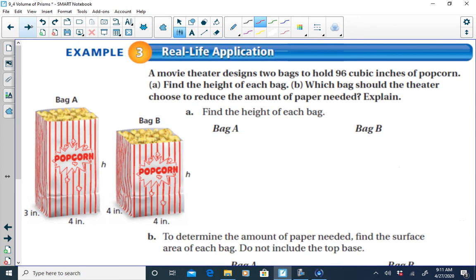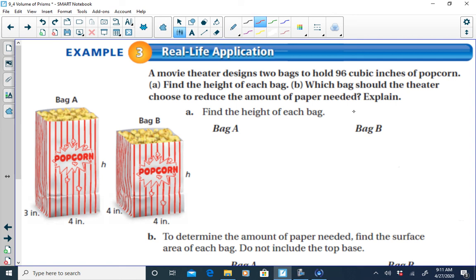All right. A couple more examples here. A movie theater designs 2 bags of popcorn that hold 96 cubic inches. Problem A, find the height of each bag. Problem B, which bag should the theater choose to reduce the amount of paper needed, and explain your answer.